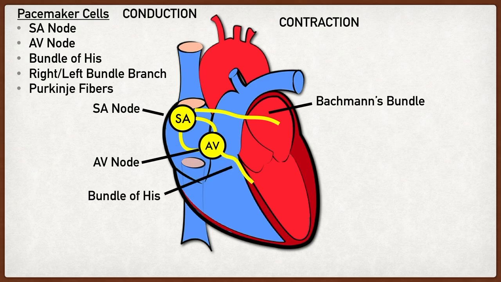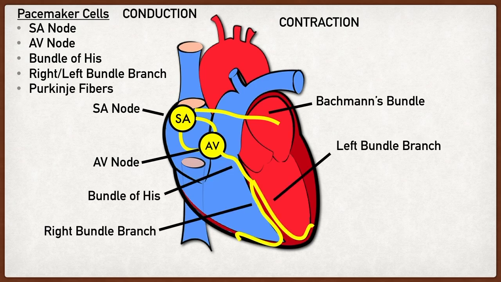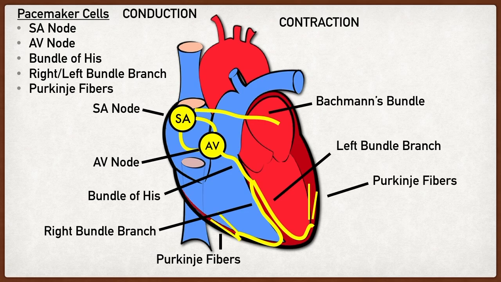The electrical impulse will then travel through the bundle of His, followed by the right and left bundle branches. The right bundle branch will depolarize the right ventricle, the left bundle branch will depolarize the left ventricle. The electrical impulse will then terminate in the Purkinje fibers, which further depolarize the ventricles. This ventricular depolarization will lead to ventricular contraction. So now we have a good understanding of the conduction system and the pacemaker cells involved.